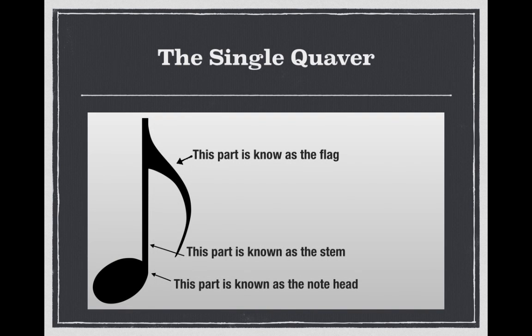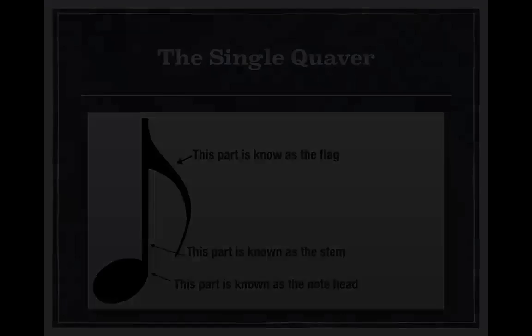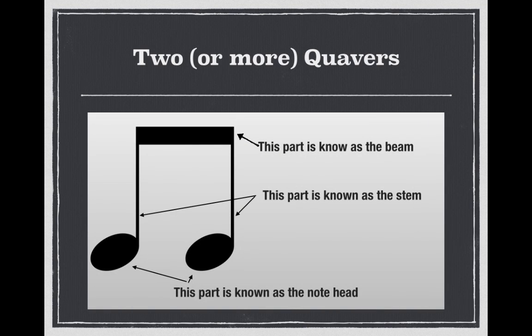A half-beat note is called a quaver, or an eighth note, and they last for half a beat each. They have a note head that's coloured in, a stem that goes up on the right-hand side of the circle, and if they are drawn on their own, they have a flag attached to the stem. This wavy line is referred to as a flag. If there is more than one quaver next to each other, the notes are joined together by a line, and this line is called a beam.